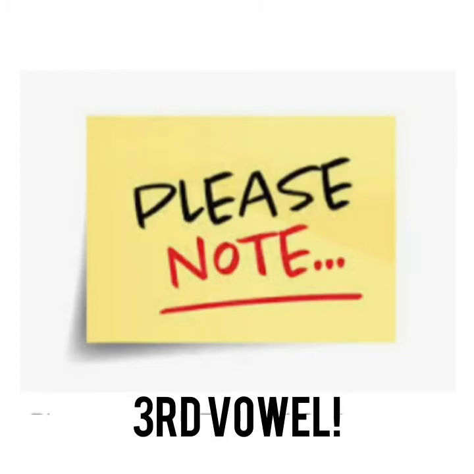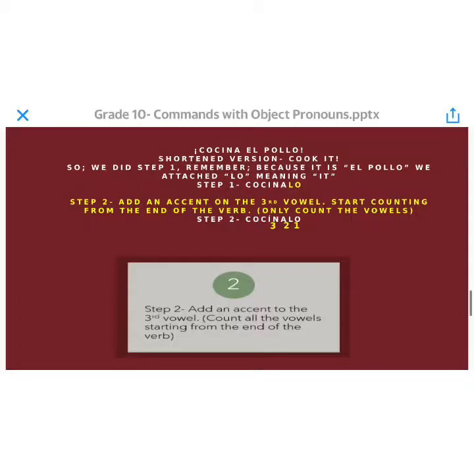Now I want you to note that we have to add an accent to the shortened version of the command because we want to maintain the pronunciation. Now, the accent that you're going to add to the word can only be added to a vowel. However, you cannot just add it to any of the vowels in the word, right? You have to add it to the third vowel. So you're going to count starting from the end of the verb, 1, 2, 3, and you're only going to count the vowels. So if the letter is not a vowel, you are not going to count it. So let us do step 2 with our example. Remember, for step 1, we have added the lo, so we have cocinalo, right?